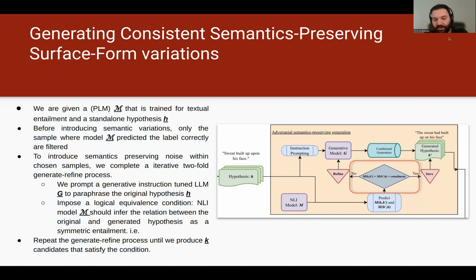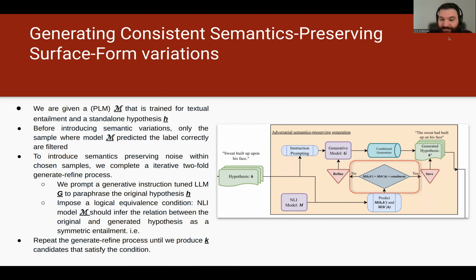And order here, of course, matters. That's why we say, does H entail H prime, where H is the original and H prime is the newly generated one? And does H prime entail H, where H prime is the newly generated example and H is the original? So if we have this symmetric entailment between them, we do consider them logically equivalent sentences in the eyes of the model that's being tested. Got it. Okay, understood.